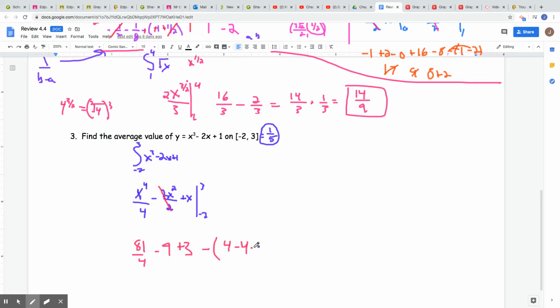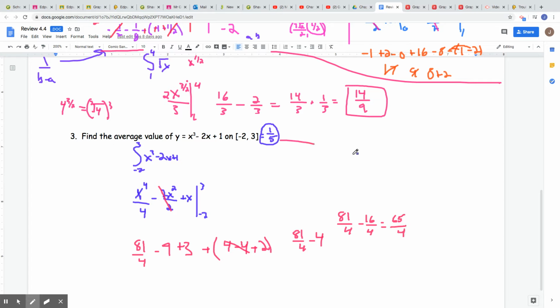Those are going to cancel. Negative 2. So those cancel. Those become plus 2. 3 plus 2 is 5. Negative 9 plus 5 is negative 4. So it is 81 over 4 minus 4, which is 81 over 4 minus 16 over 4. And 81 minus 16, what is that? 81 minus 16, 80. Oh my goodness, why can't I do math? 65, sorry. 65 over 4.